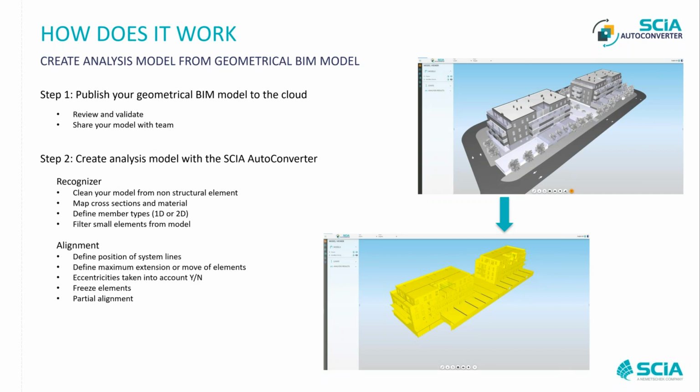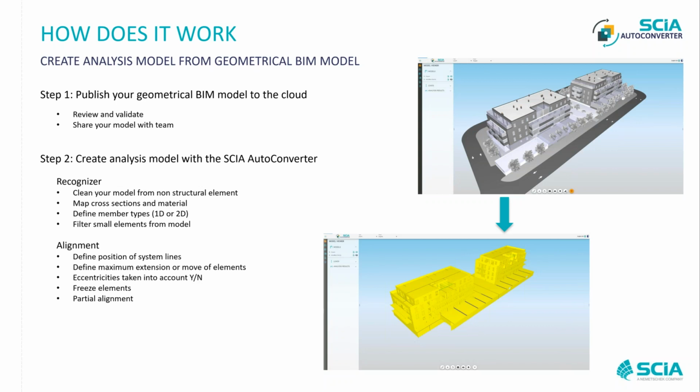You can define the system line position. That's quite useful for steel structures. You can set if it's the top of steel, bottom of steel, and so on. We also have the possibility to define the maximum movement of each node or member. So sometimes if the gap is bigger, or one element is moved in a way you don't want, then you can set it in your settings. Also, you can set eccentricities if you want to take them into account in your structural analysis software.